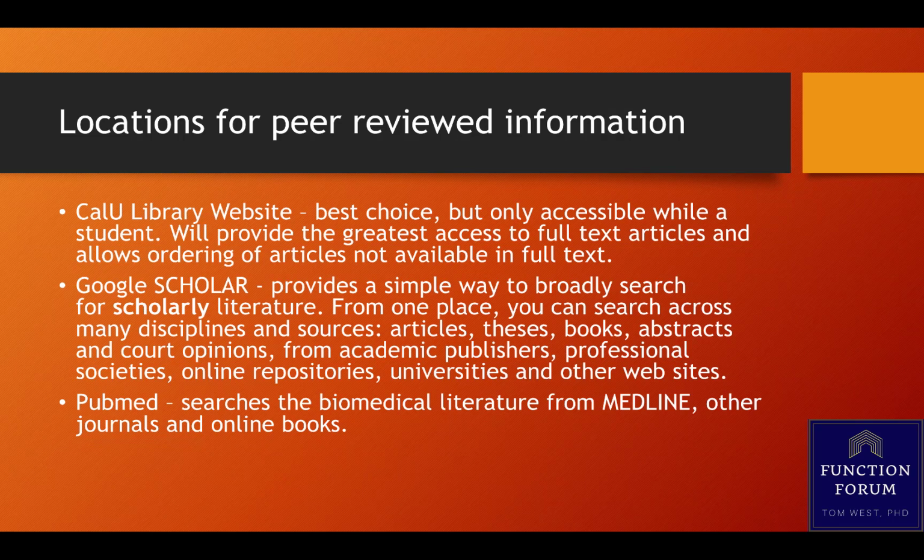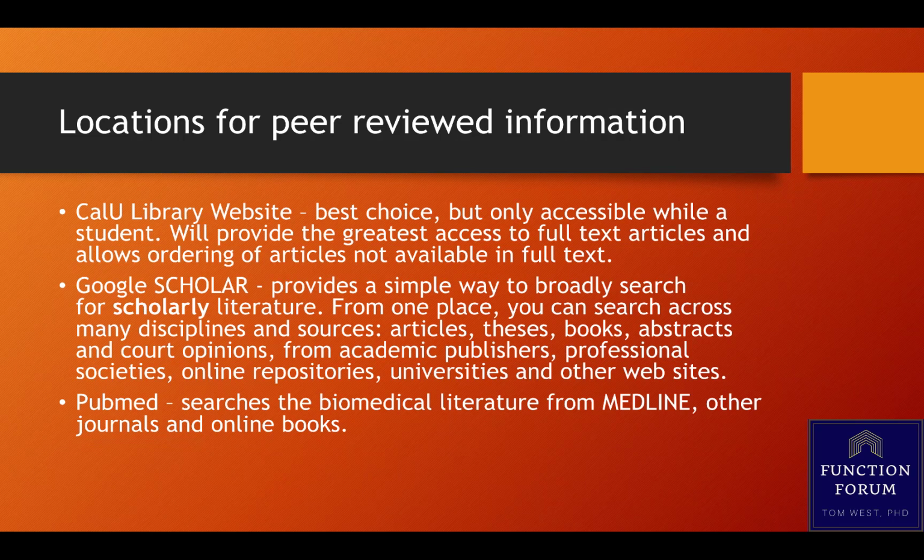So, the locations for finding this peer-reviewed information, I've mentioned them before. In general, a college library website will be the best choice because it will allow you to access the greatest number of full-text journals, again, without having to pay for any articles. And the nice thing is, if you find an article that's perfect but it doesn't have full text available, you typically can fill out a form online and interlibrary loan the article, and your library will go out and get it for you and email it to you.